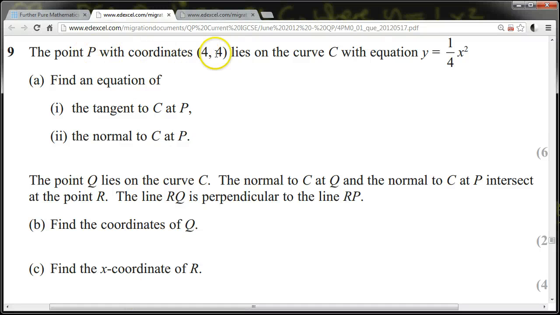The point P with coordinates (4, 4) lies on the curve C with equation y equals x squared over 4. Find an equation of the tangent to C at P, and the normal to C at P.